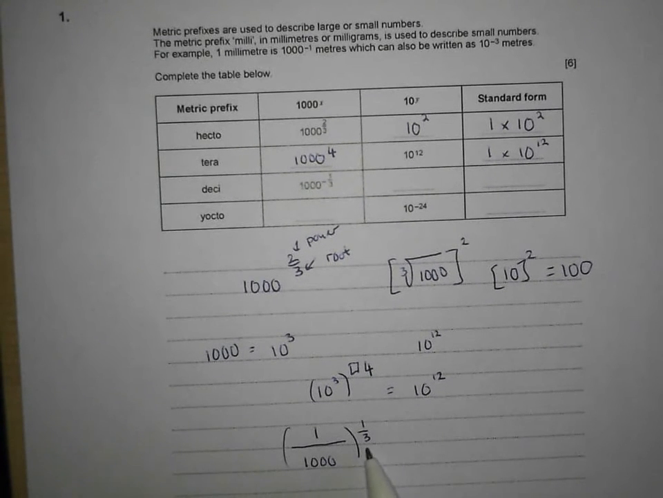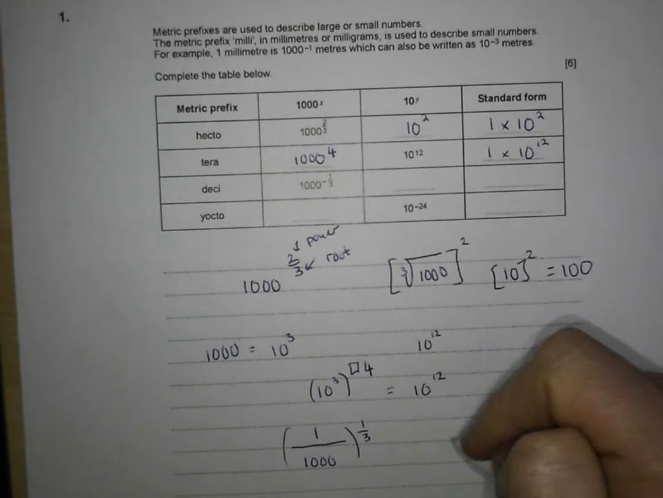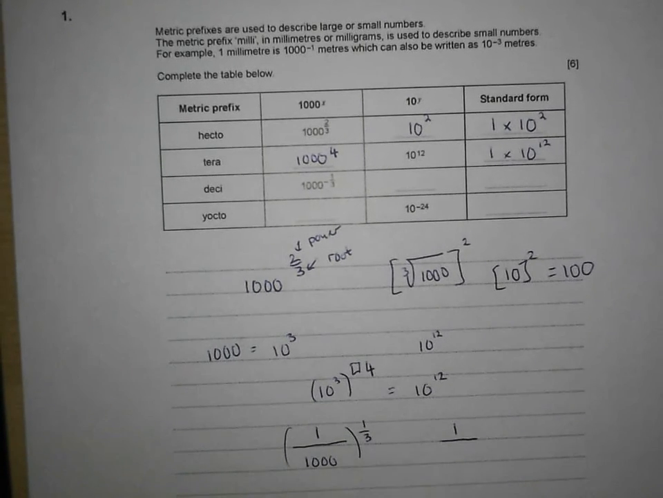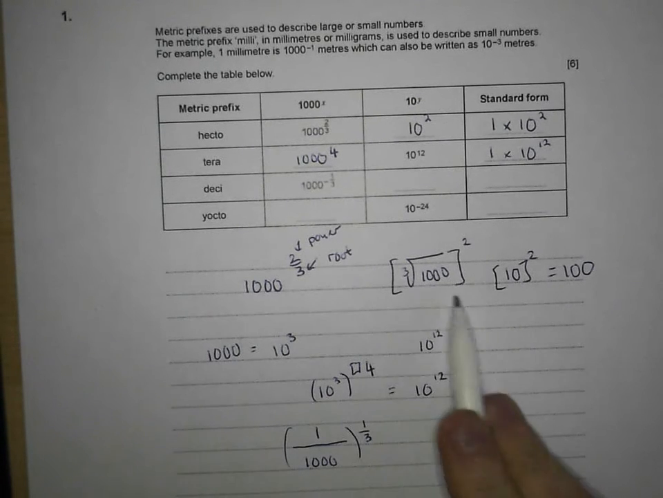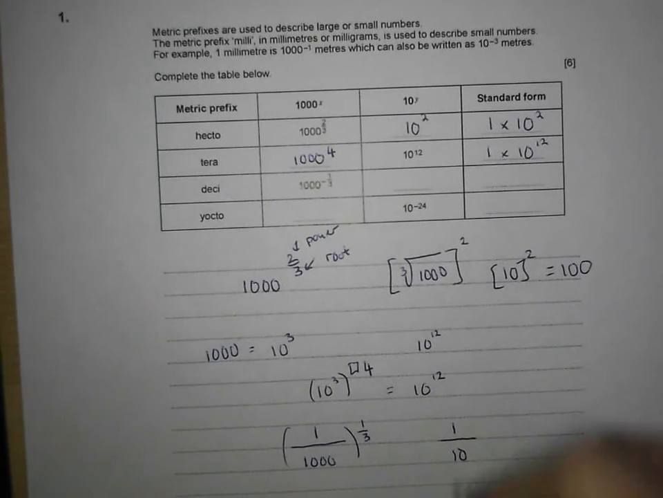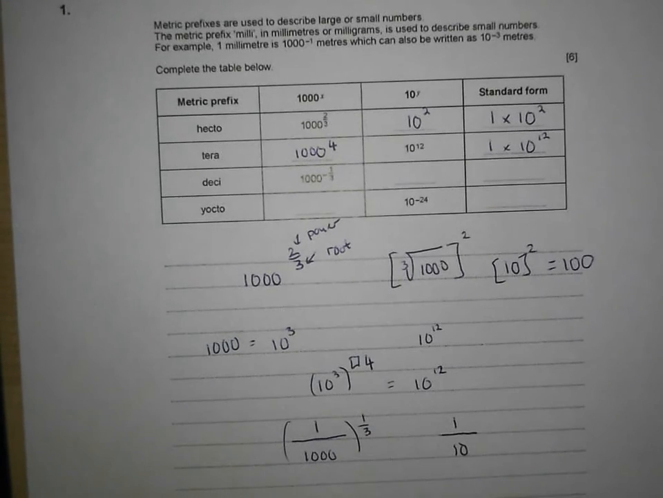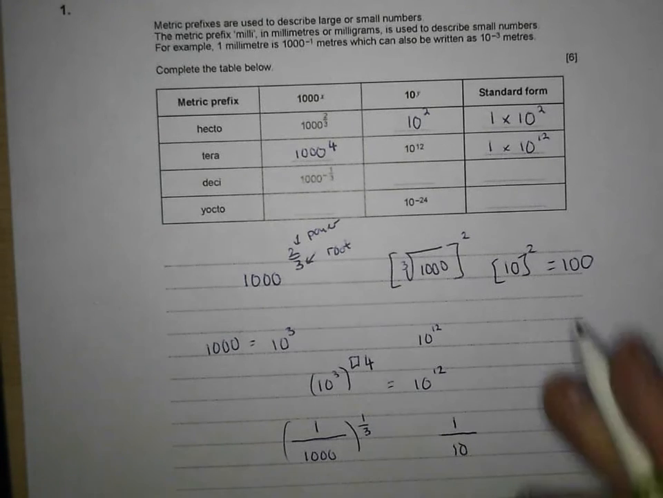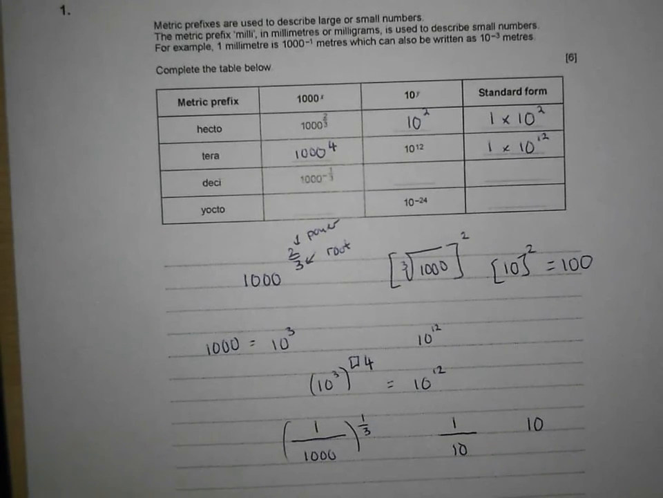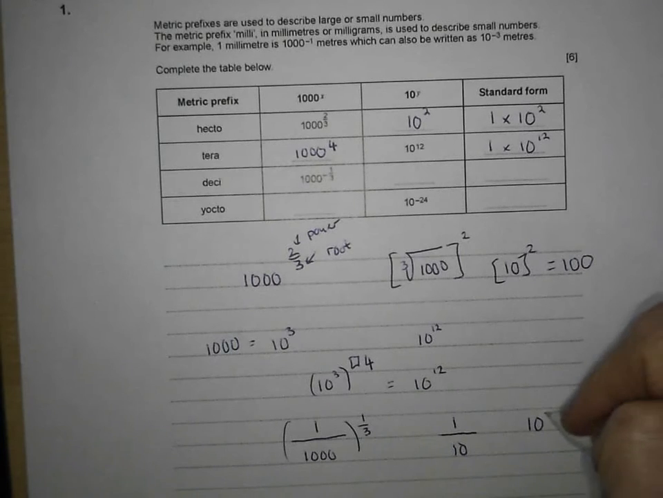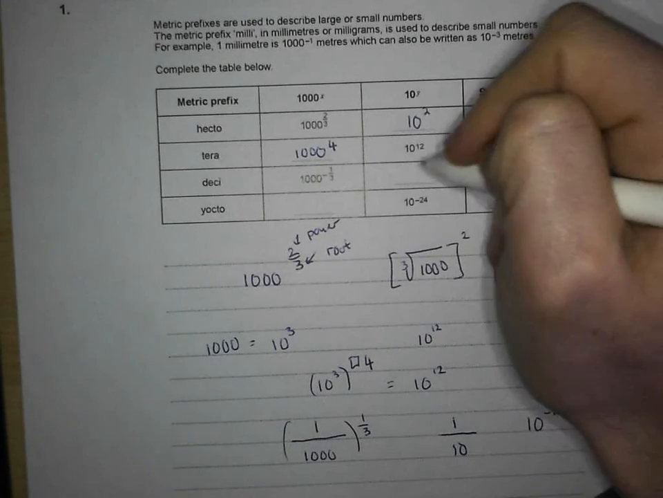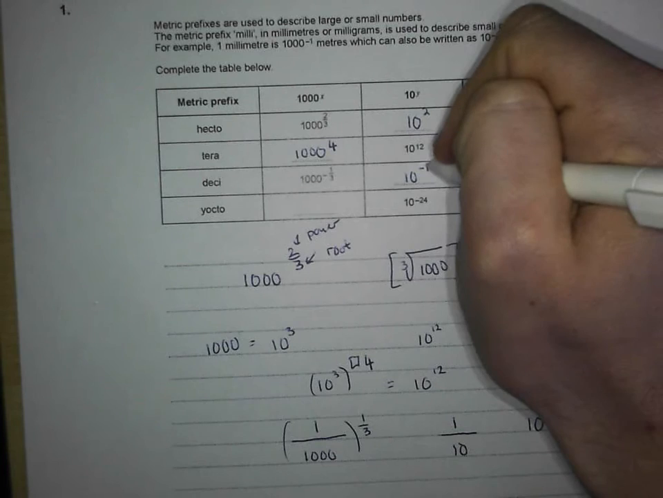Now, the 3 on the bottom is still the root, so that is still the cube root. So we want the cube root of 1, well that's just 1, nice and easy, divided by the cube root of 1,000. Well, we had the cube root of 1,000 before, that turned out to be 10, so we end up with 1 over 10. Again, we've not answered the question yet, because we need it as 10 to the power of something. Well, 1 over 10 is, flipped over, reciprocal, 10 to the power of minus 1. So we end up with 10 to the power of minus 1 for that bit.